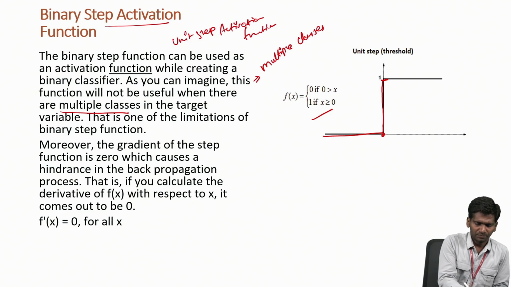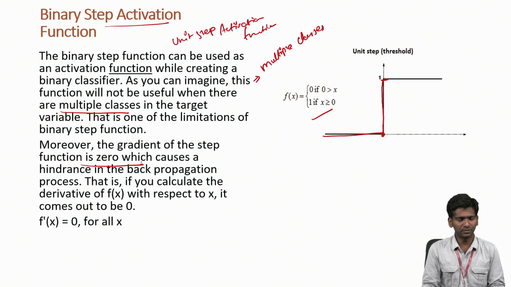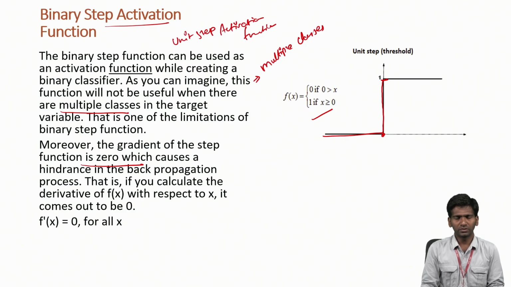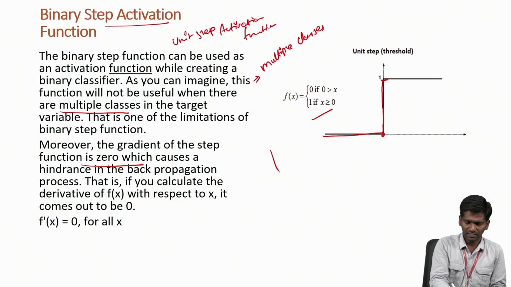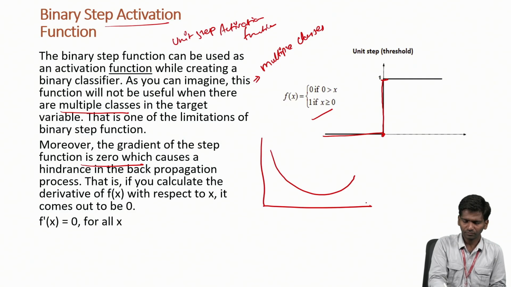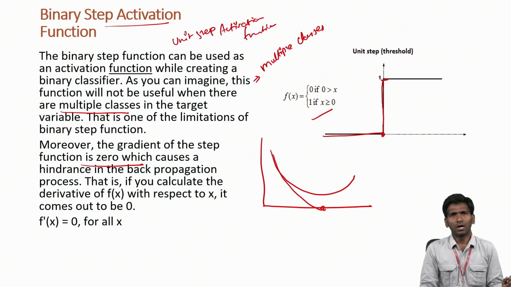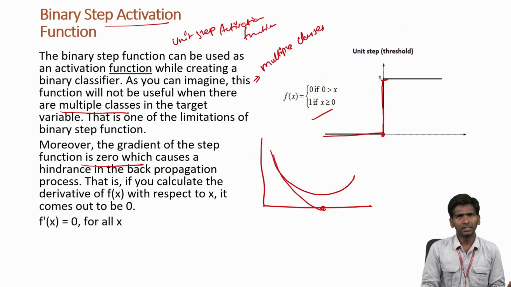Another one: the gradient of the step function is 0, which causes hindrance in backpropagation. You'll be calculating the gradient like this, and the gradient will become 0 if you use this activation function. So on the whole, the activation function supports some cases, but it is not supporting the remaining cases. So this binary step activation function is used only for simple data.